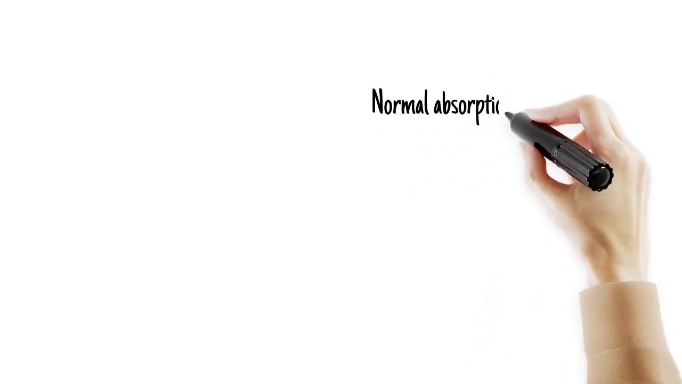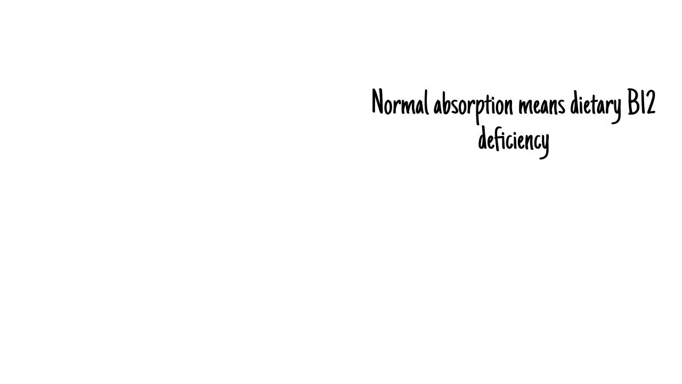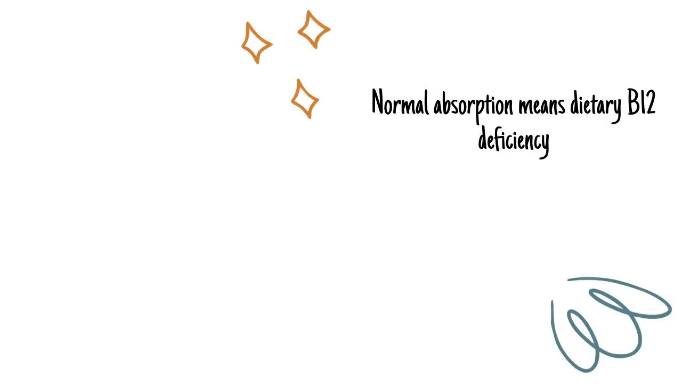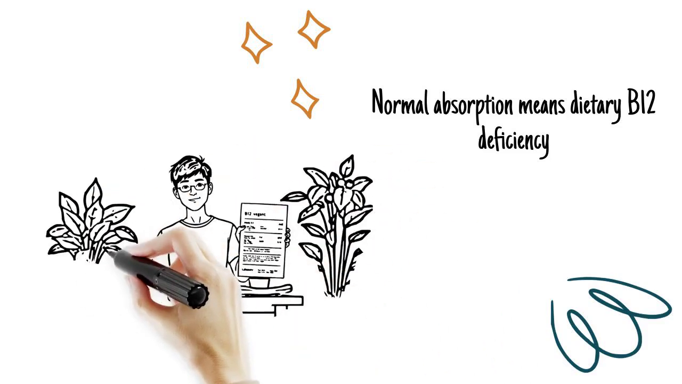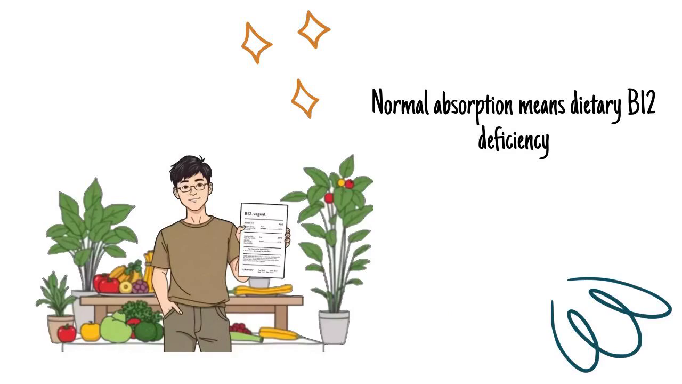The third possible Schilling test result is completely normal absorption from the very beginning, meaning the body absorbs radioactive B12 perfectly well without any intervention. If absorption is intact, the B12 deficiency must be purely dietary in origin, which is the situation in absolute vegetarians and strict vegans who consume no animal-derived products whatsoever.